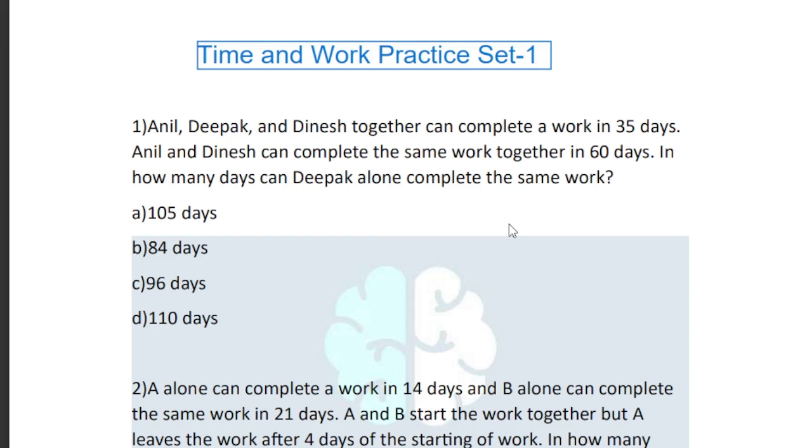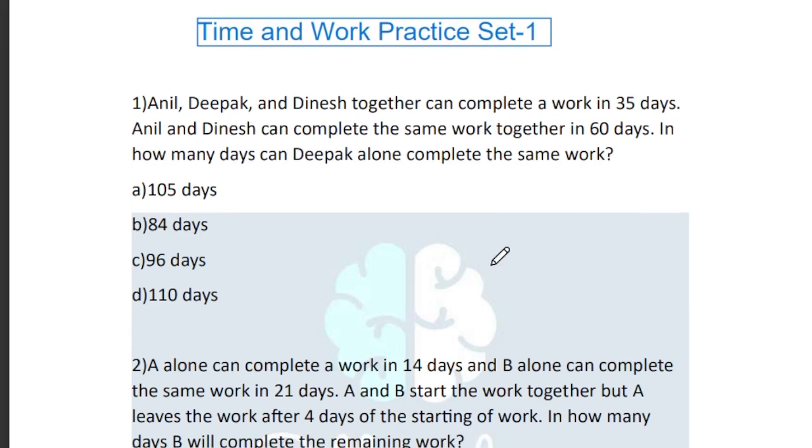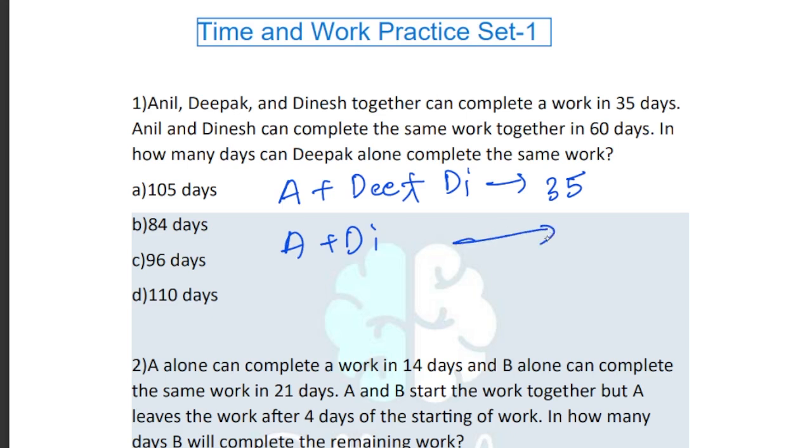All right. So here the first question we have is that Anil, Deepak, Dinesh together can complete a work in 35 days. Anil and Dinesh can complete the same work in 60 days. Okay, so in how many days can Deepak alone do it? So here Anil plus Deepak and Dinesh are taking 35 days combined, and Anil and Dinesh, these two persons, take 60 days to complete the same work.